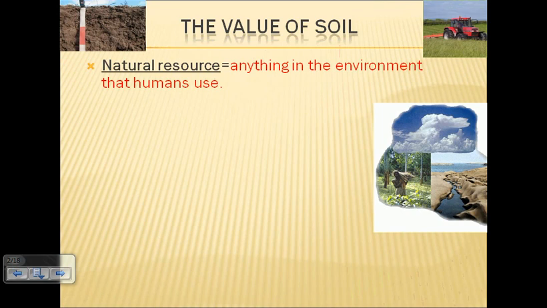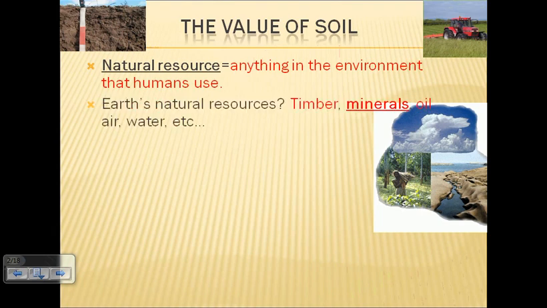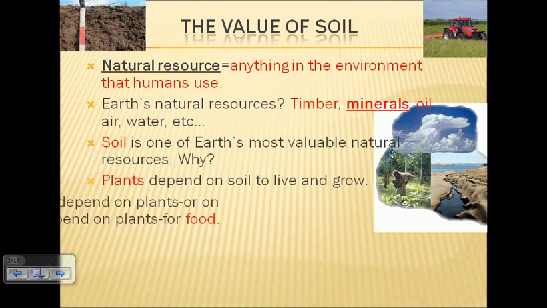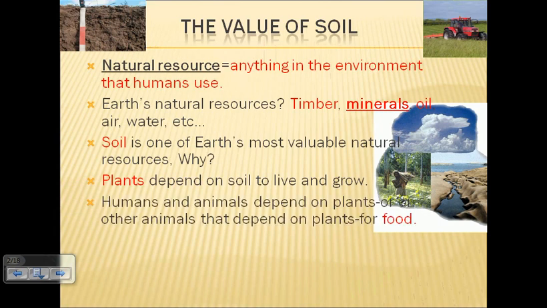It's anything in the environment that humans can actually use. There are several examples of natural resources, which include timber, minerals, oil, air, water, etc. Now, soil is one of the most valuable natural resources. Why, you may ask? Well, it's because plants depend on soil to live and grow. And guess what? Humans and animals depend on these plants, and we also depend on other animals that depend on the plants for food.